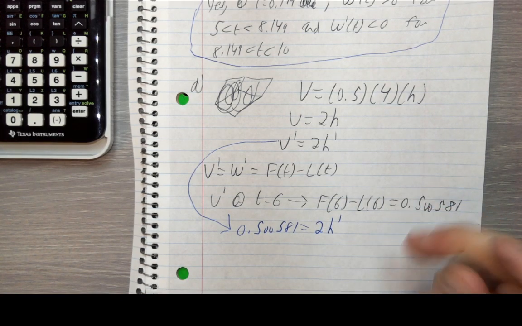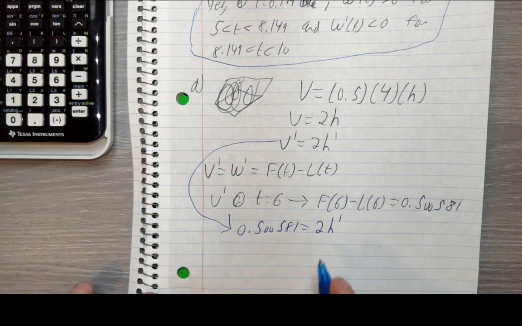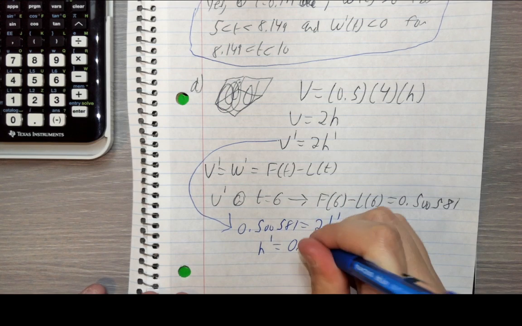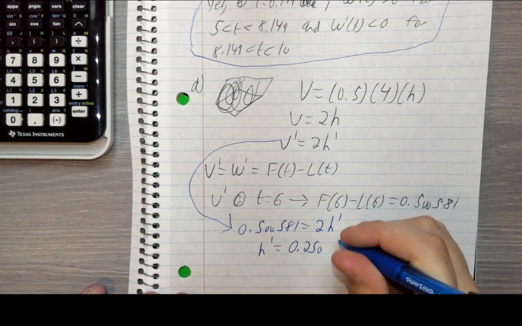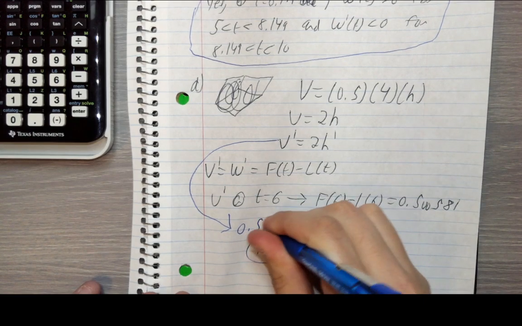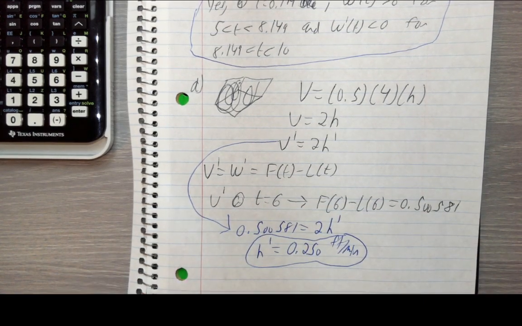Then you guys just divide by 2. You went through algebra, and you got 0.25. Got to have a unit, right? The rate of change of depth of water would be feet per minute. And that is the assignment, people.